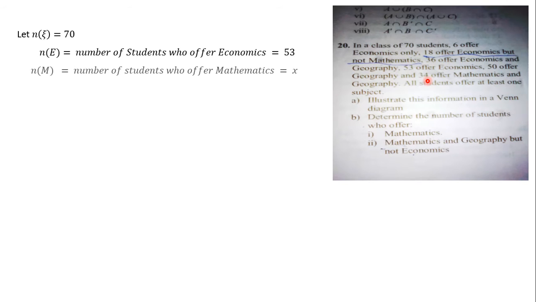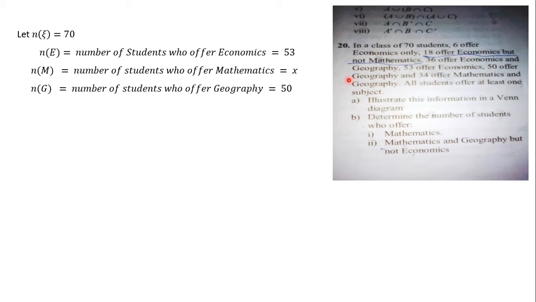So let's see the data. We have the first data. As you can see, we have the number of economics, the number of geography, and the number of mathematics. We are letting the number of mathematics be X. So let's take notes. Okay, now let's move on to the illustration, the Venn diagram.